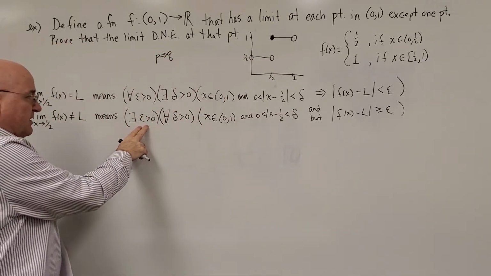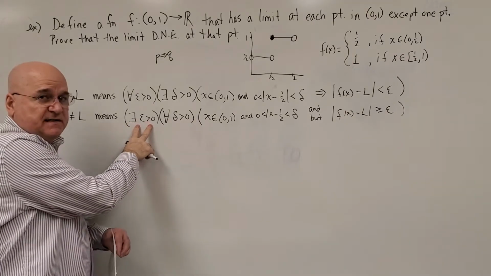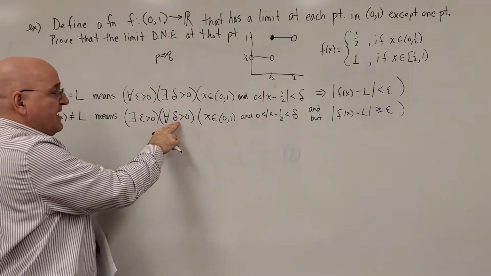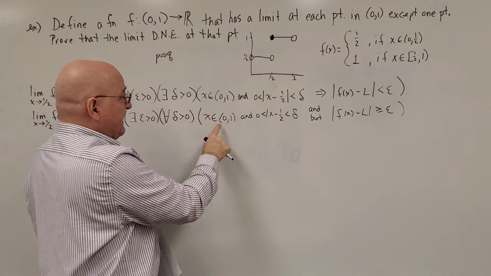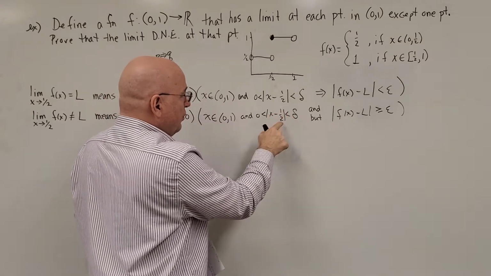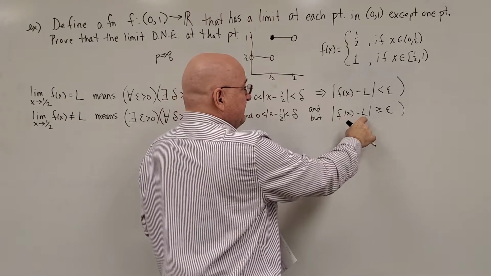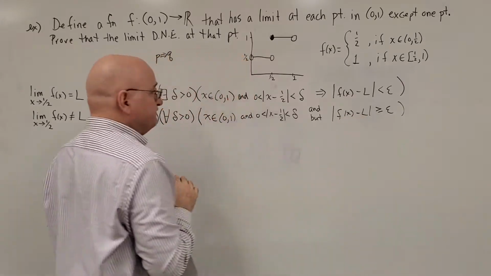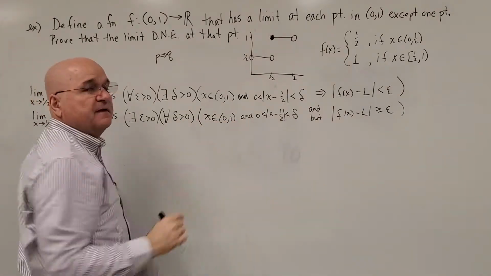So for every epsilon we're given, there exists an epsilon such that for every single delta greater than 0, I can find an x in the domain and very close to 1/2, but f of x minus the limit is greater than or equal to epsilon. So we're going to use this line to prove that the limit doesn't exist.